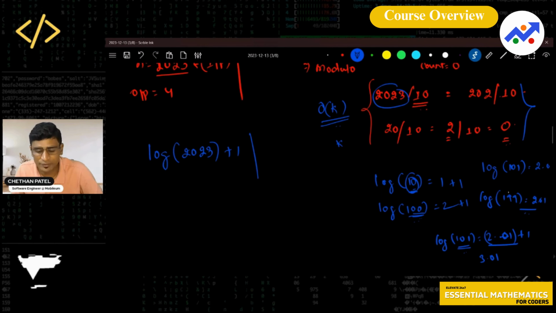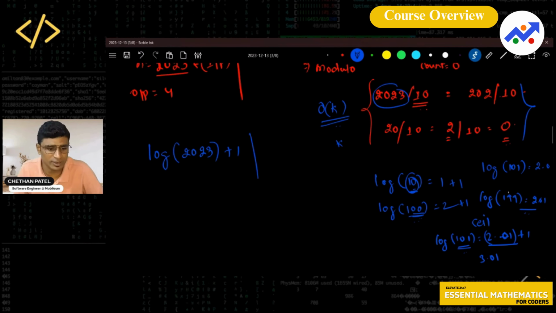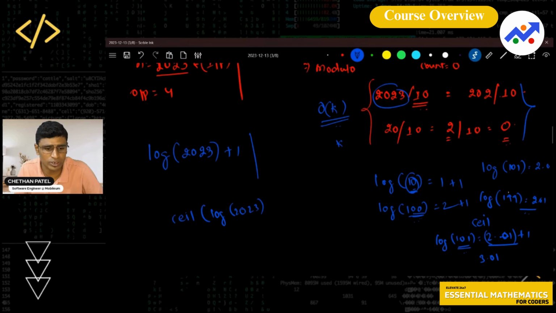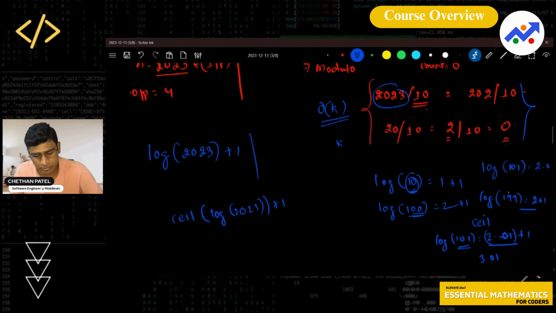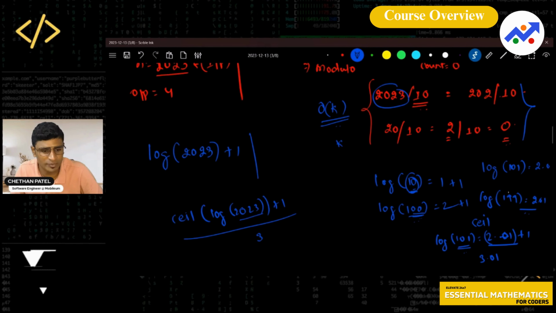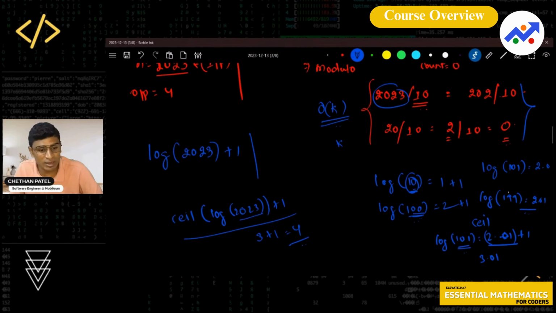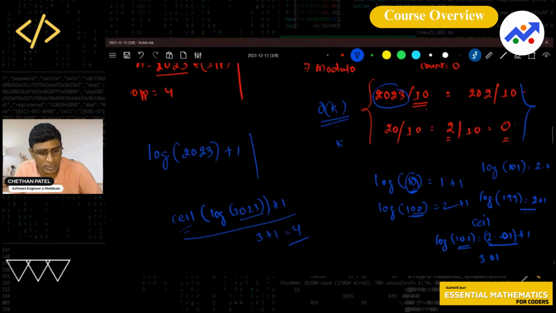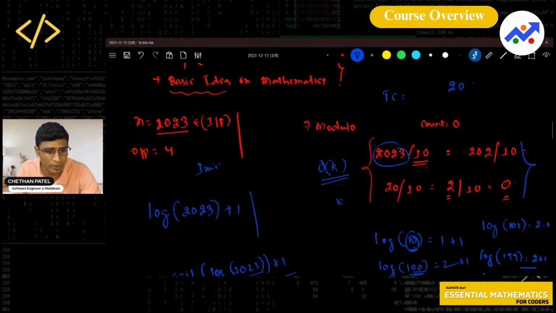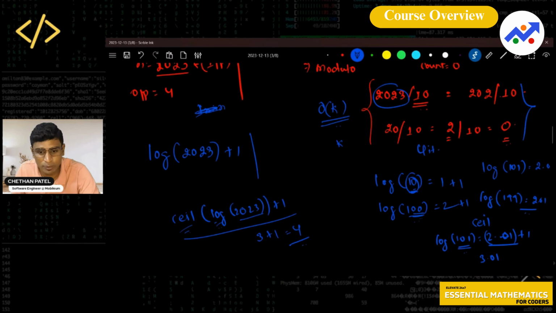In that case, if we use ceil or something, we could have solved this question, right? So if we use ceil of log of 2023 plus 1, I'll be getting 3 plus 1, which is 4. By using the ceil function and the log function, we are trying to solve the given question in one iteration. But the other approach takes 4 iterations to provide a solution.